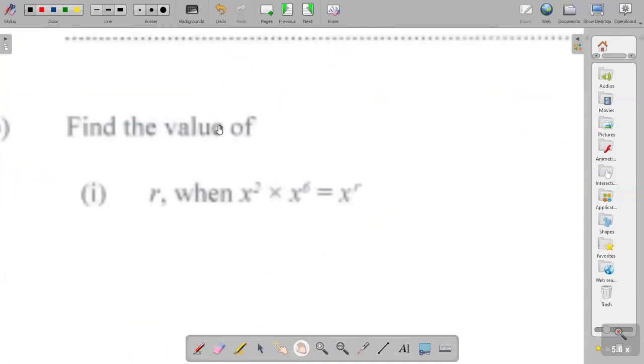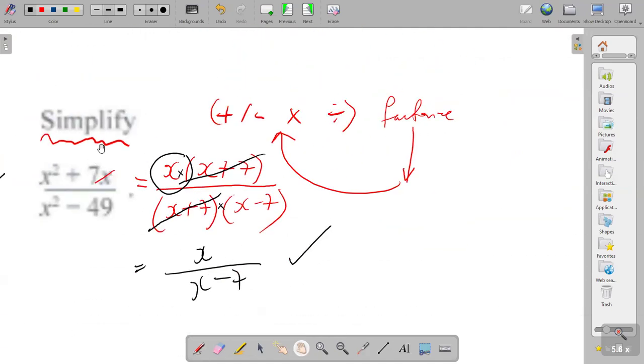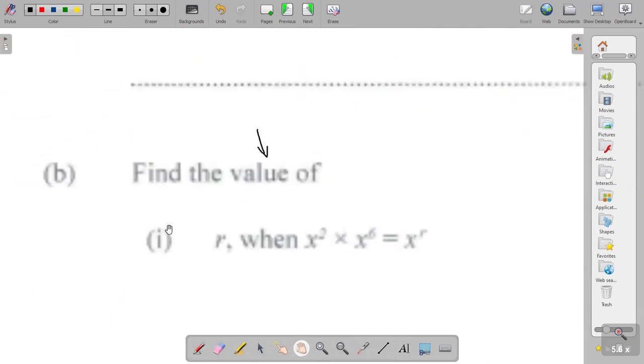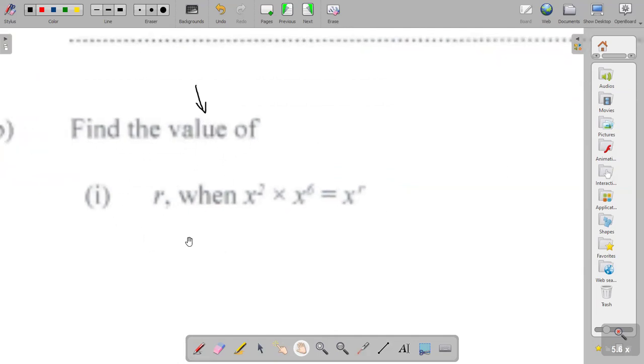Here it says find the value of. Now, this is a keyword. Anytime you see the word value, it means that your answer must be a number. You see the difference? They didn't say simplify. Simplify means you just break it down as far as you can. Find the value means that your answer must be a number. So they say find the value of R when X squared.